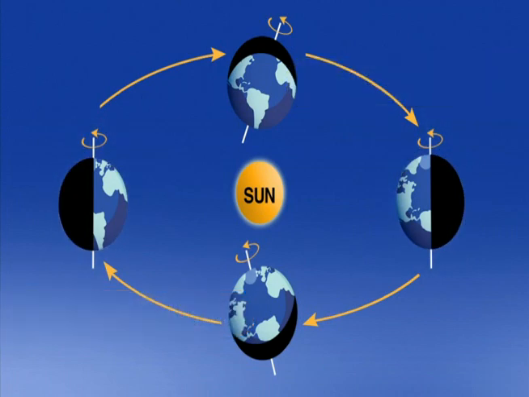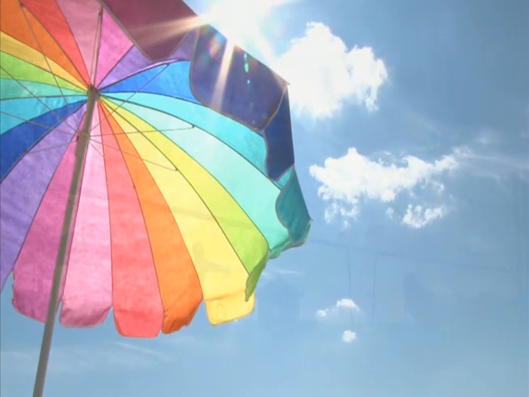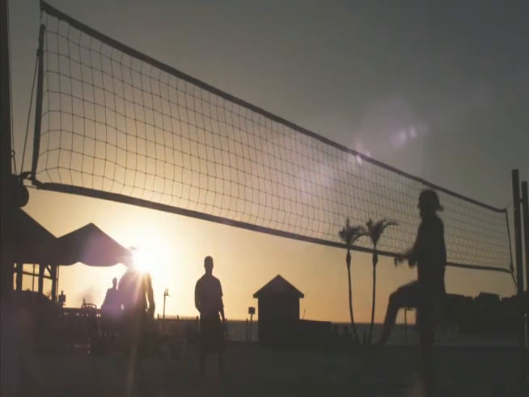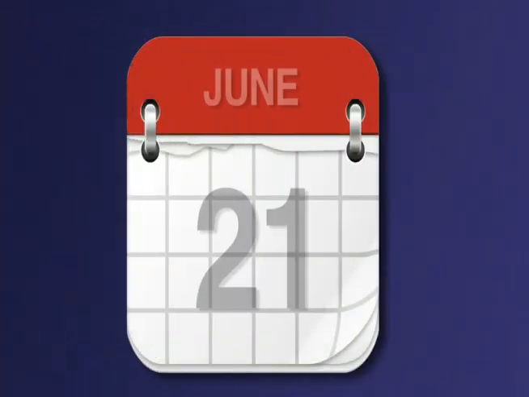When the North Pole of the Earth is tilted toward the Sun, we, in the Northern Hemisphere, receive more sunlight, and it's summer. Days feel longer because the Sun rises earlier in the morning and sets later at night. The summer solstice usually happens around June 21st.